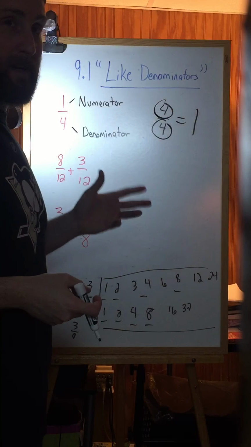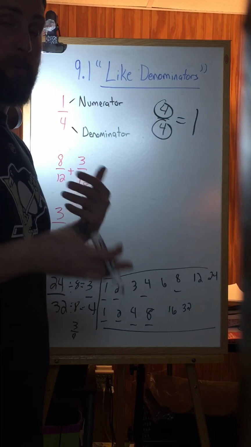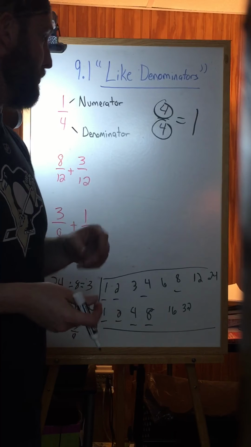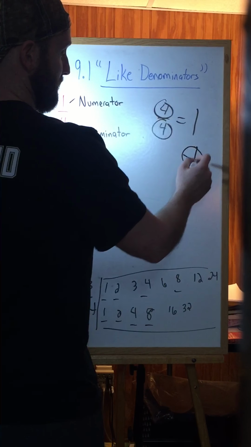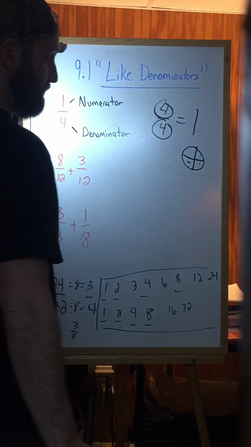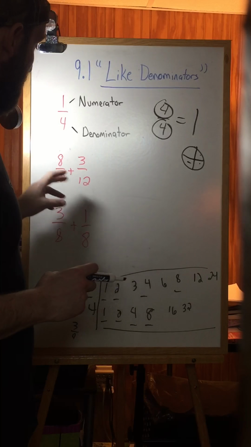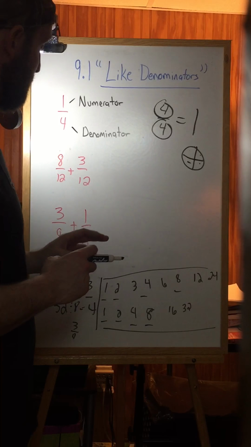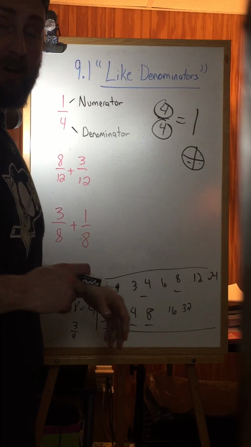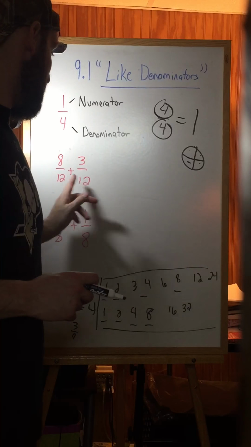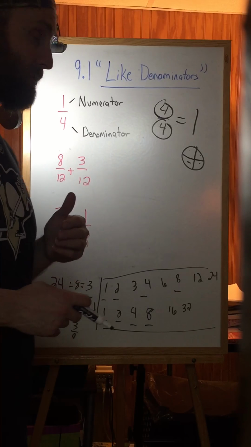Now the bottom number, again, the denominator, is our indicator of how many parts we need to get to one whole. For example, 4 over 4 is one whole pizza. There are 4 parts in a whole in this pizza. For this lesson, like denominators means that when we add these fractions together, the denominator is the same. You'll find out in later sections, when the denominator is different, we have to change the denominator, but that's a whole different day.